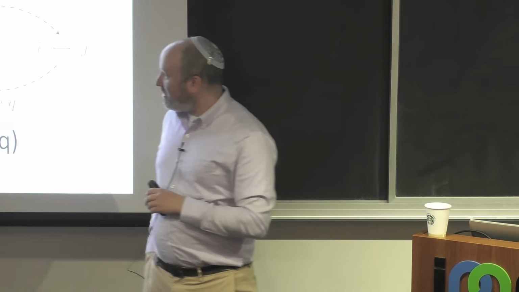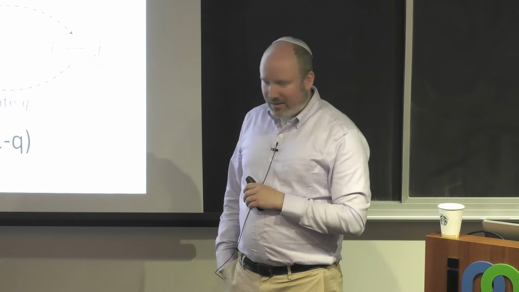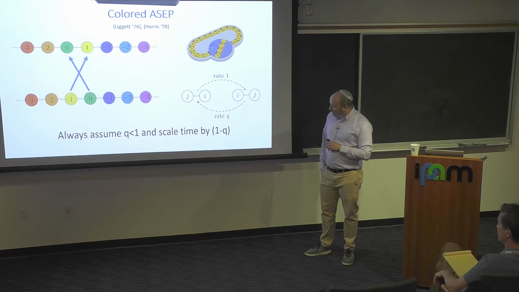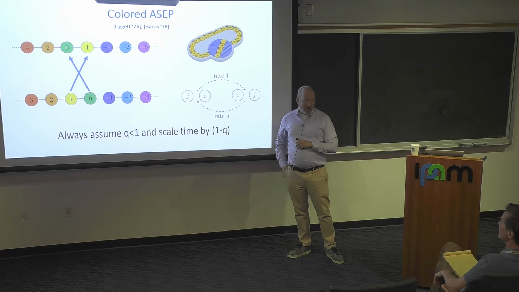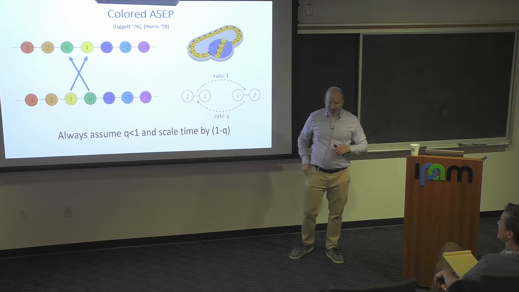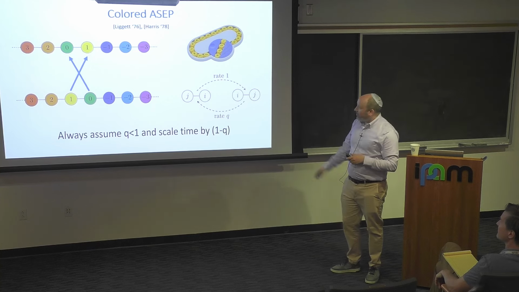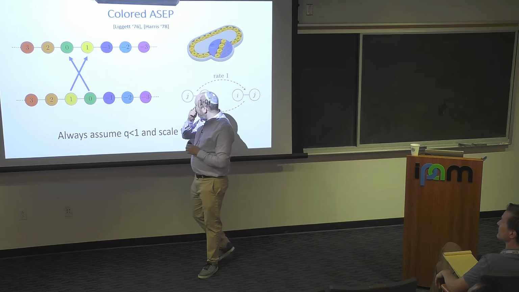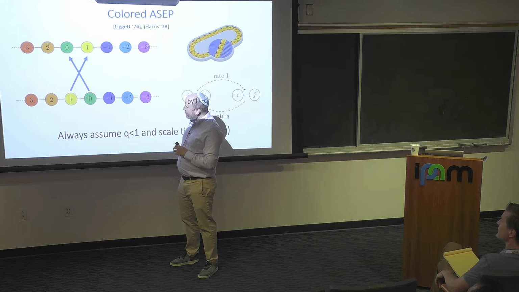Of course, q equals 0 becomes a totally asymmetric model. And just for normalization from here on out, we will think of time as being scaled in units of 1 minus q. This will kind of put different models on the same page. OK, so the question will be, what is the scaling limit of this colored ASEP? And if you understand that, it will actually end up giving you the scaling limit of this ASEP under basic coupling.